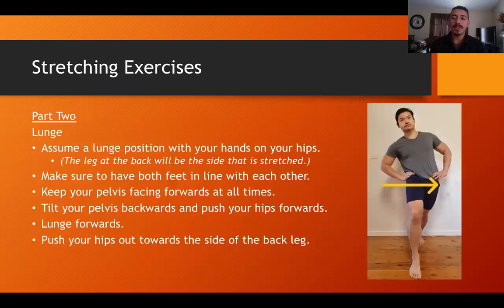The second exercise that we have here is going to be the lunge. Assume a lunge position with your hands on your hips. The leg at the back will be the side that is stretched. Make sure you have both feet in line with each other. Keep your pelvis facing forward at all times. Tilt your pelvis backwards and push your hips forward. Then you're going to lunge forward and push your hips out toward the side of the back leg.